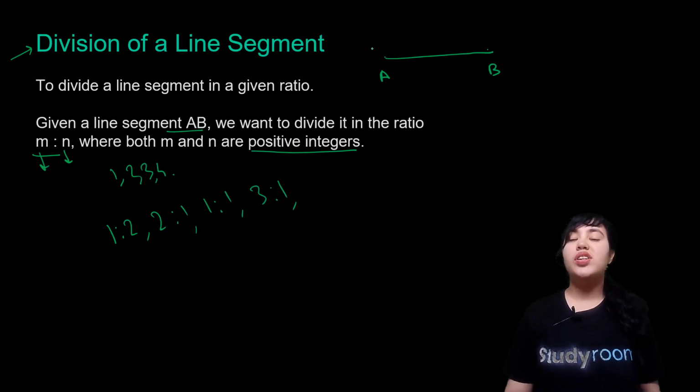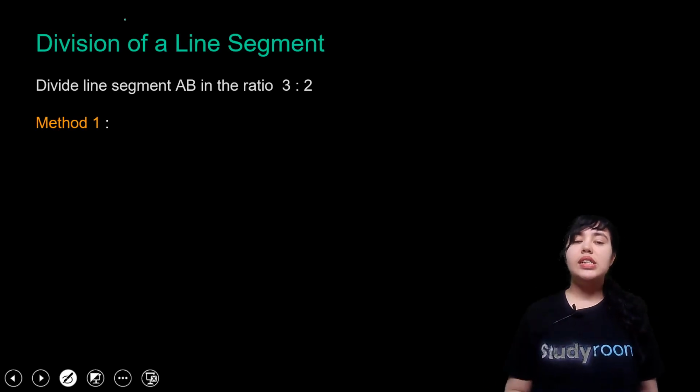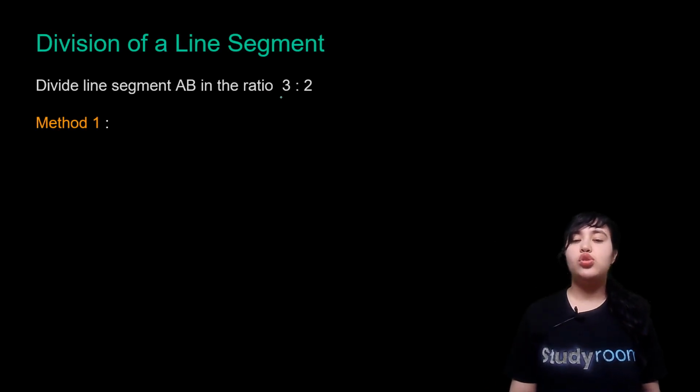So how do you go about dividing your line segment? You already know how to construct a line segment. Now we'll see how to divide a line segment. So for simplicity's sake, let's take the ratio to be 3:2. What does this mean? That my M is 3 and my N is 2.